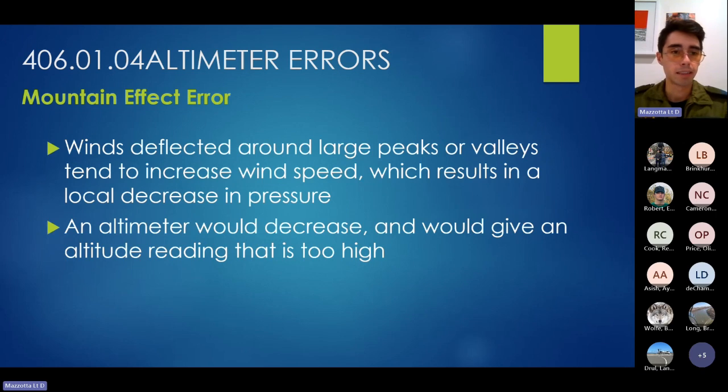The mountain effect. The winds deflect around large peaks and valleys, which tend to increase the wind speed, which could decrease pressure, which will cause the altimeter to give you a reading that is too high. So the altimeter would decrease and would give you an altitude reading that is too high.